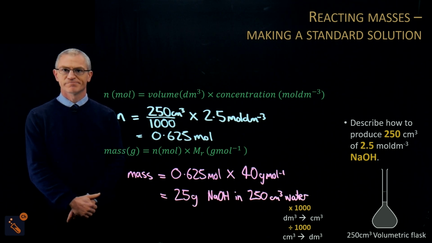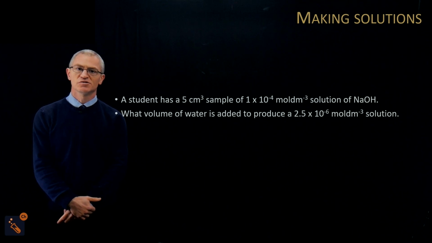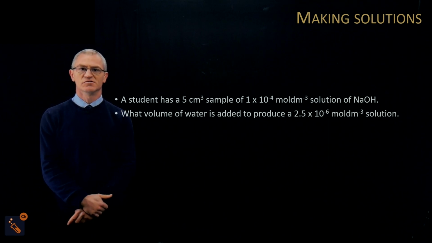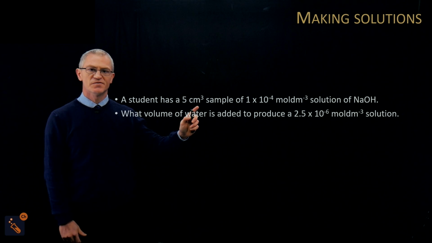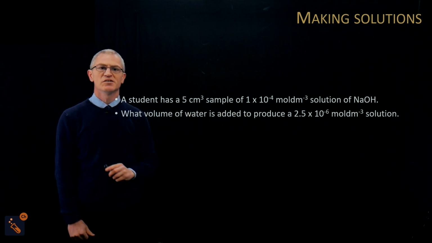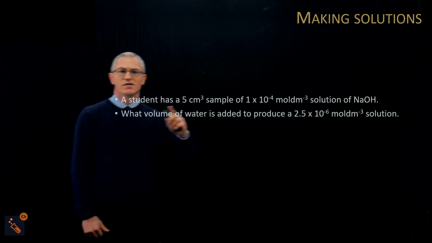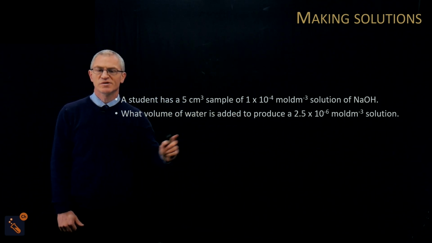Our next example is about making a new concentration from a solution of a different concentration. So we have a student with 5 centimeters cubed of 1 times 10 to the minus 4 moles per decimeter cubed, and we need to convert that into 2.5 times 10 to the minus 6. And we need to know how much water we add to do that.